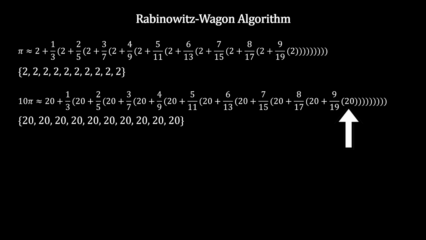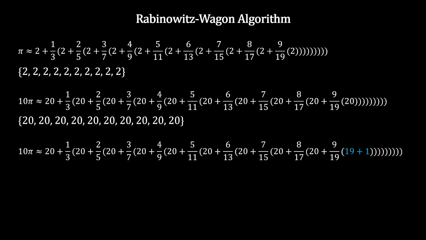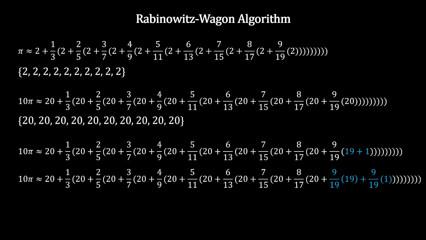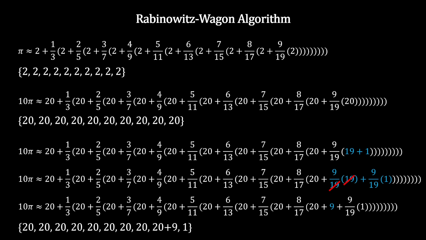Starting from the right, in the innermost bracket, when 20 is multiplied by 9/19, we can think of 20 as 19 plus 1. Distributing 9/19, we can cancel 19 with the denominator to become 1 and multiply it by 9. This effectively moves part of the original number out of the brackets while leaving the remainder inside.